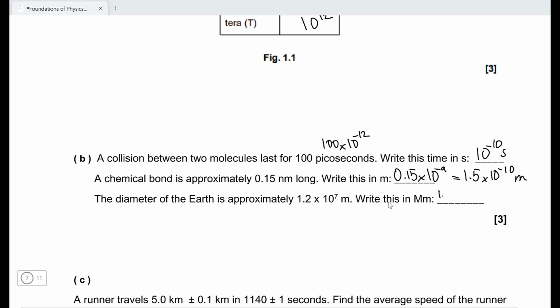So this will be equal to 1.2 times 10 to the 7 divided by 10 to the 6, which is equal to 1.2 times 10 to the 1, which is equal to 12 megameters.